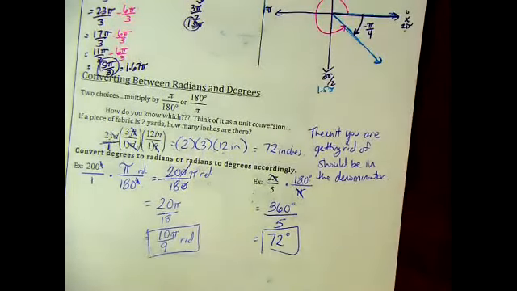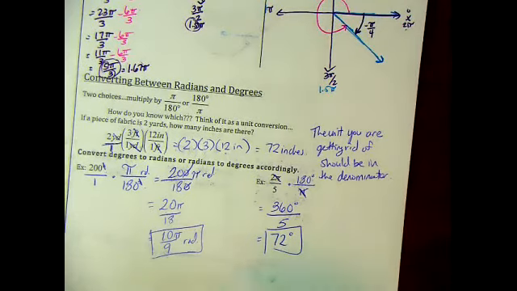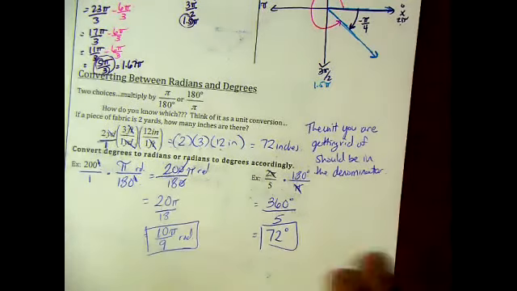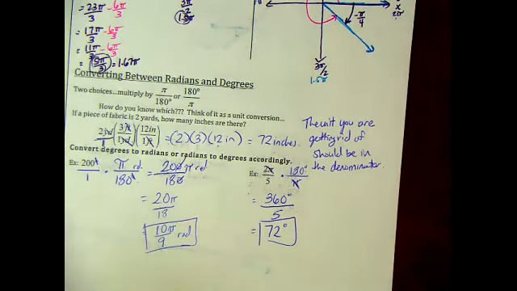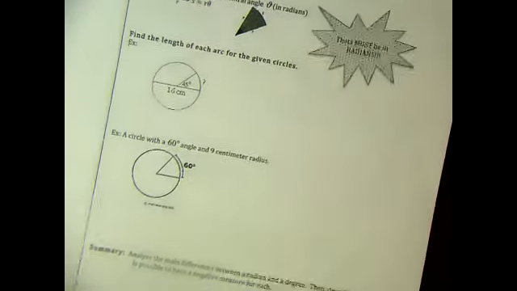So that's it. That's converting between radians and degrees. Again, we're not dwelling on it too much because this is something that you've done in the past in Algebra 2. We spent quite a bit of time on it.